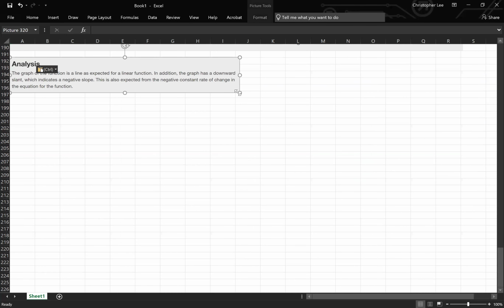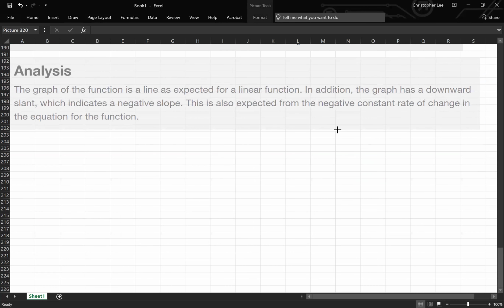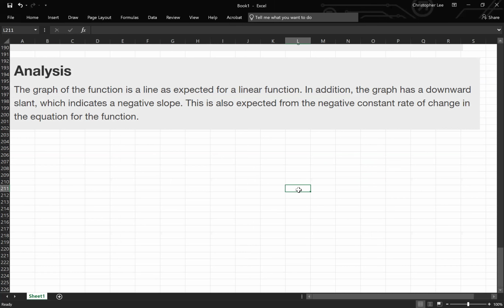A little side note. The graph of the function is a line as expected for a linear function. In addition, the graph has a downward slant, which indicates a negative slope. This is also expected from the negative constant rate of change in the equation of the function. Okay.